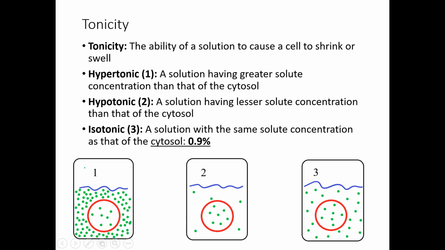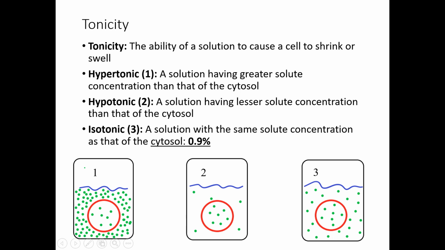What happens with the cell in that solution? Where will water be moving? Think about it. Where is the concentration of water higher? It's high inside of the cell. So water will be moving out of that red blood cell, and the red blood cell will shrink and finally die.